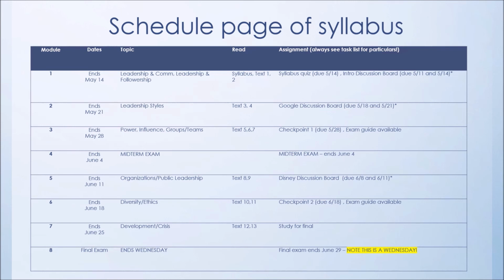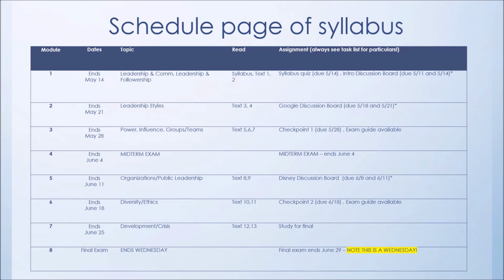Okay, so looking through the schedule here, you can see that we're going to have discussion boards in weeks 1, 2, and 5. So those weeks are going to have a Wednesday and a Saturday deadline. You'll see that in weeks 3 and 6, you have something called a checkpoint. That is a short written essay that you prepare individually and upload to the Dropbox. And then you will see that we have a midterm in week 4 and a final in week 8.